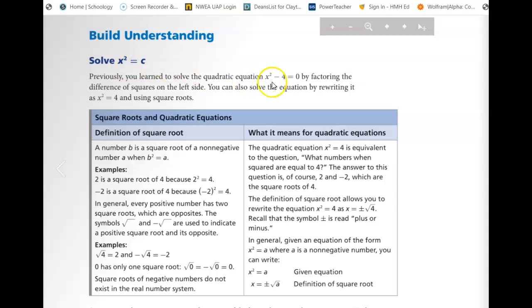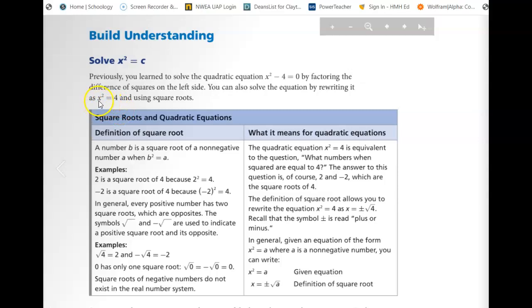Okay, so previously we were able to solve x squared minus 4 by factoring. And I hope that you recognize that this is a special product. This is a difference of perfect squares. X squared is a perfect square, 4 is a perfect square, and there's a minus sign in between them. Okay? So you can solve this equation that way, but we're going to learn how to solve it a new way.